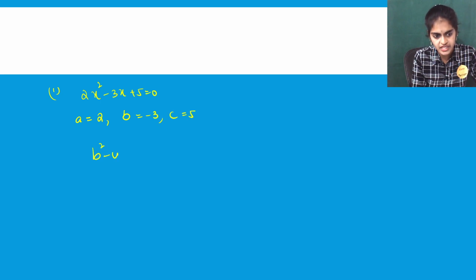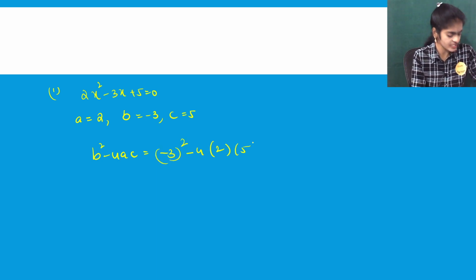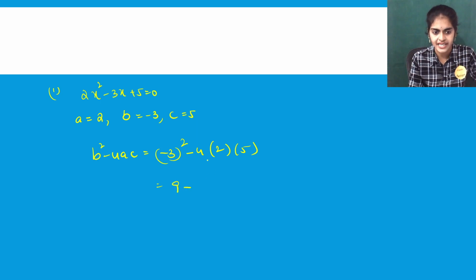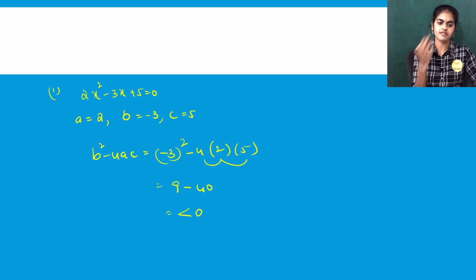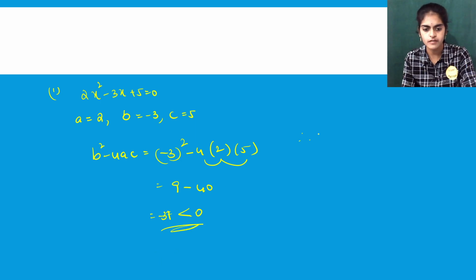I have to find the b square minus 4ac value. So b square is minus 3 whole square, minus 4 into a into c. So 9 minus 4 2s are 8, 8 5s are 40. So this is a negative value. Minus 40 plus 9 is minus 31. Minus 31 is less than 0. Therefore b square minus 4ac is less than 0.